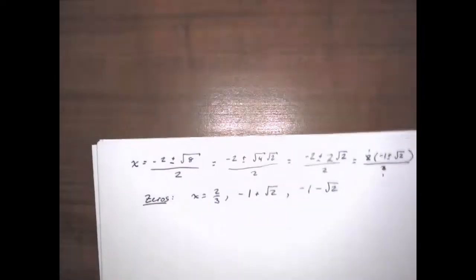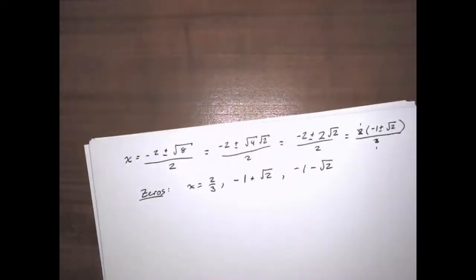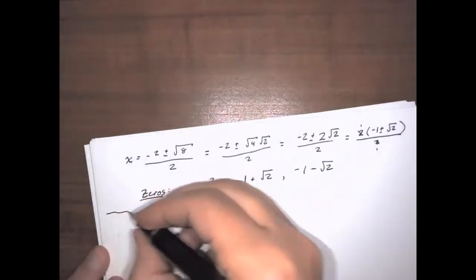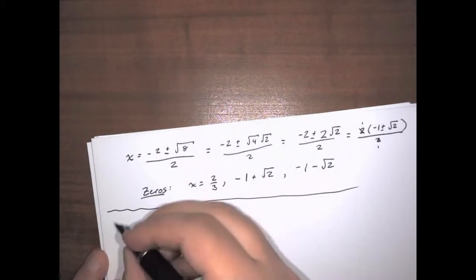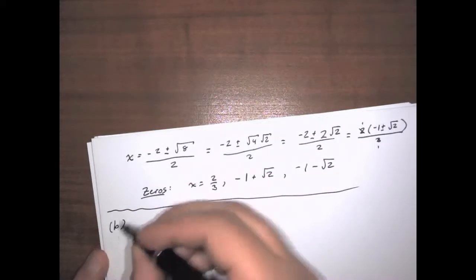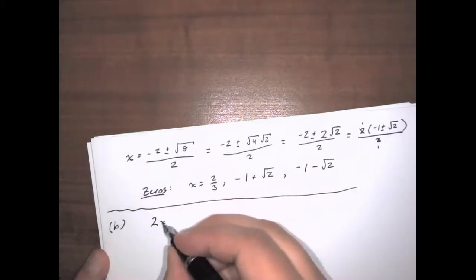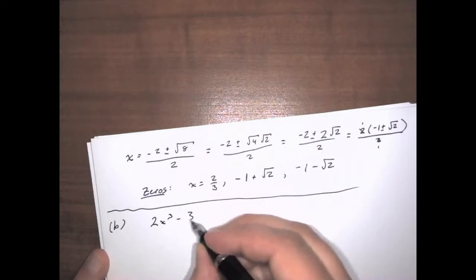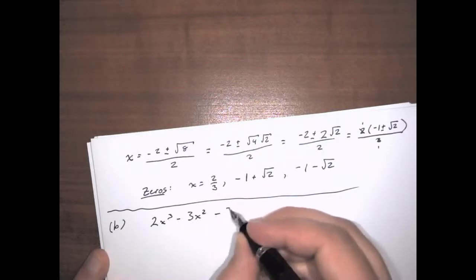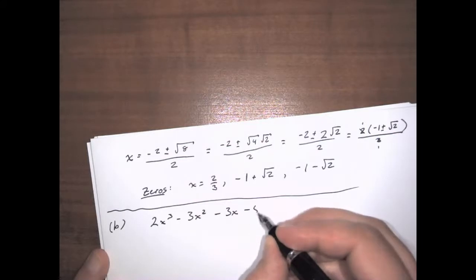Okay, so that one, it took us a lot of tries before we ended up finding the right one. Sometimes, though, that's just the way it's going to be. Other times, we might get lucky. Let's try another example here. 2x cubed minus 3x squared minus 3x minus 5 equals 0.